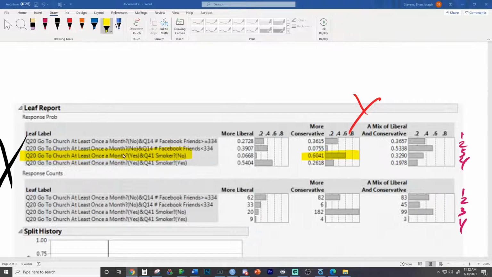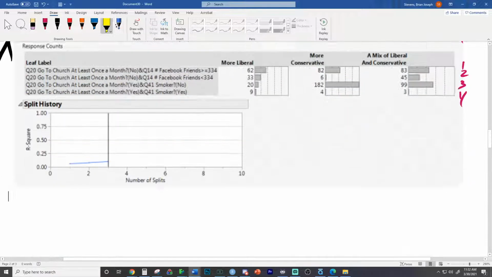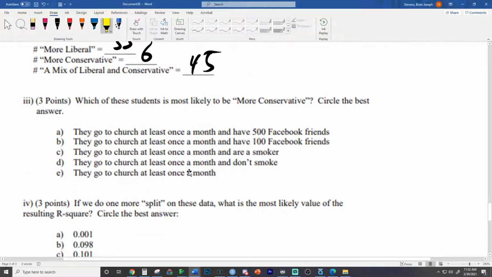So they go to church at least once a month, yes, and they are not a smoker. When we asked them, do you go to church at least once a month? They said yes. We said, are you a smoker? And they said no. So churchgoers, non-smokers. Nothing about Facebook friends. They go to church at least once a month, and they do not smoke.